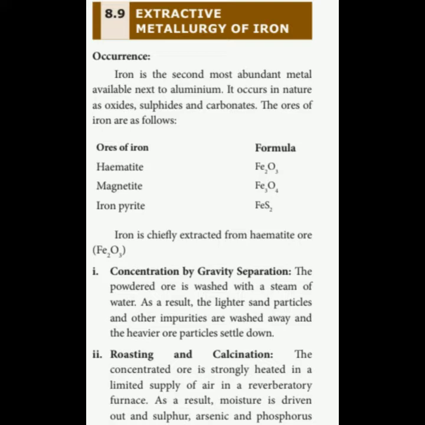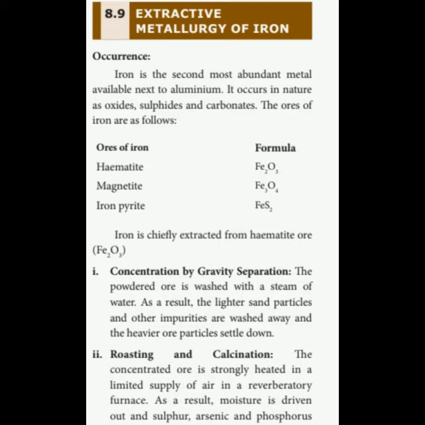It occurs in nature as oxides, sulfides and carbonates. That means it does not exist in a free state, only in the form of iron oxides, iron sulfides and iron carbonates. The chief ore of iron is hematite and its formula is Fe2O3. Iron's symbol is Fe and its atomic number is 26. So hematite, the formula is Fe2O3. It is an oxide ore.